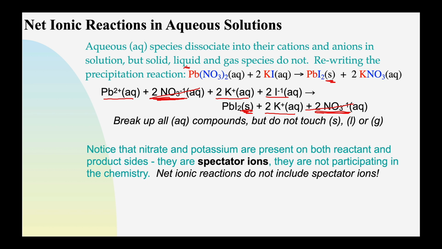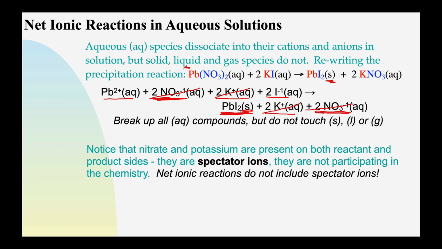And if you look at this long enough, the 2 K+ are also spectator ions. There are 2 spectator ions in this reaction. Both K+ and NO3- are not participating in the chemistry. When you write the net ionic equation, you don't want to include the spectators. And remember, you don't break up solids, liquids, and gases.